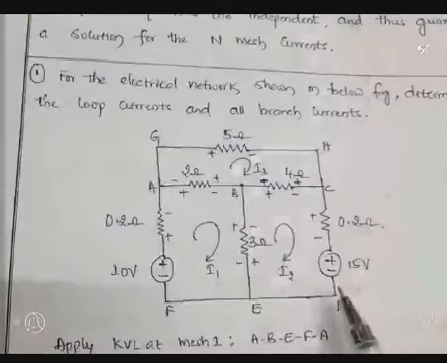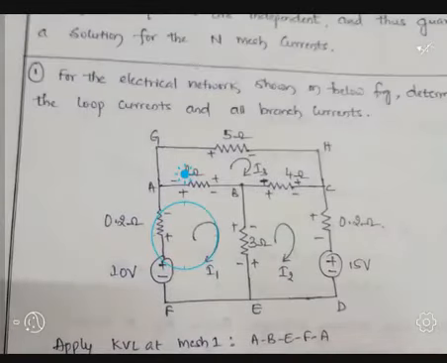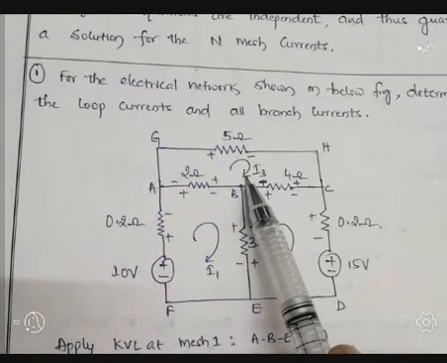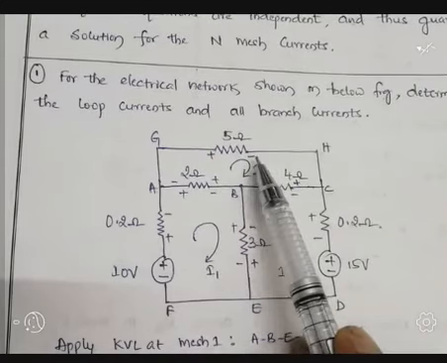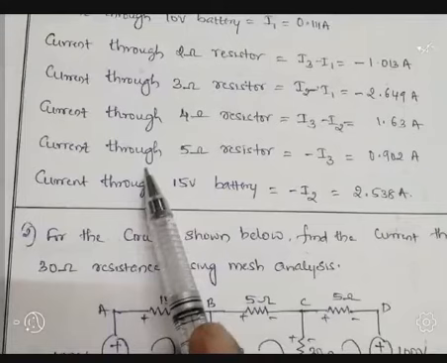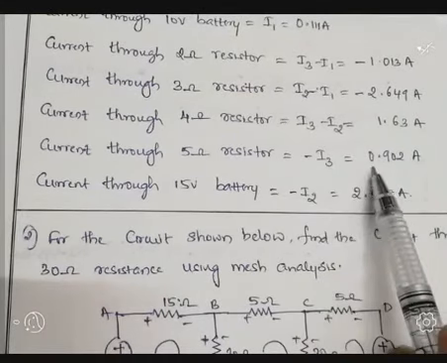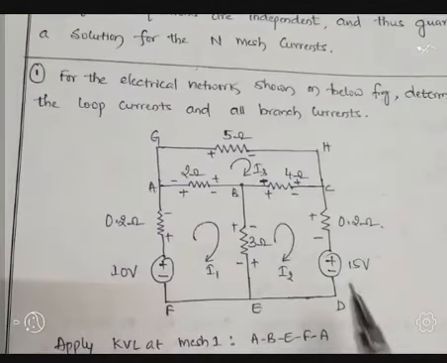Current through the 5 ohm resistor. Which current is flowing through this branch? Only one current is flowing, that is I3. The head of this arrow mark is pointing towards negative, hence it is minus I3. The current flowing through the 5 ohm resistor is minus I3, hence 0.902 amperes.